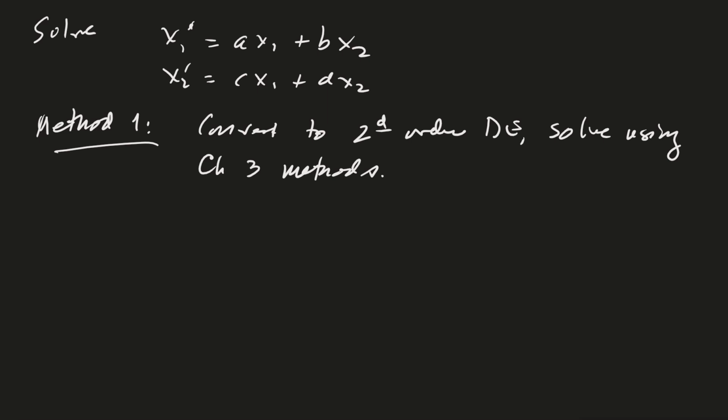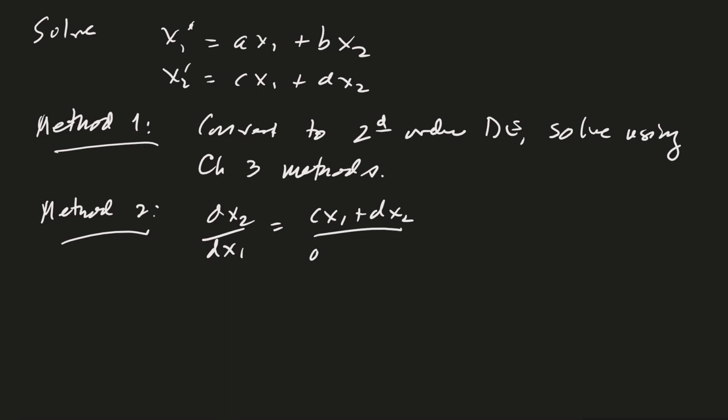And in fact, there's another method, method 2. Thinking of these as x and y, you could take dx2 over dx1, right? As c x1 plus d x2 divided by a x1 plus b x2. And then this happens to be homogeneous from chapter 2, but that's a little harder to solve that way.